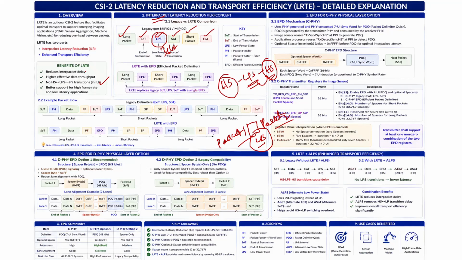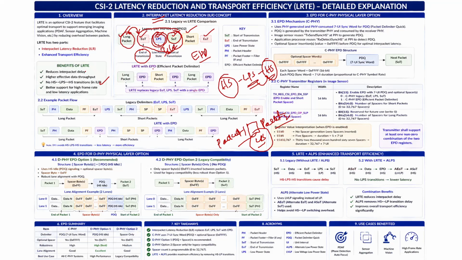See, this is how ILR transfers the information. There is a long packet format, and in between there is an end of transmission, which is where we stop the frames, where we stop the data. Then the LPS state is an idle state. Again, you go to start of transmission. All these three will be reduced, and one packet is introduced, that is the EPD, Efficient Packet Delimiter.